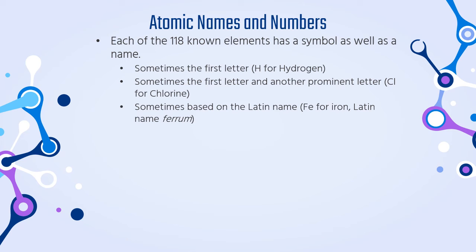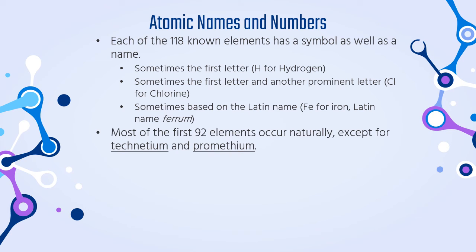Sometimes it's based on the Latin name. For example, Fe for iron, because its Latin name is ferrum. It just depends on what's already been used. For example, I has already been used, so we couldn't use I for iron, so we use Fe for iron.